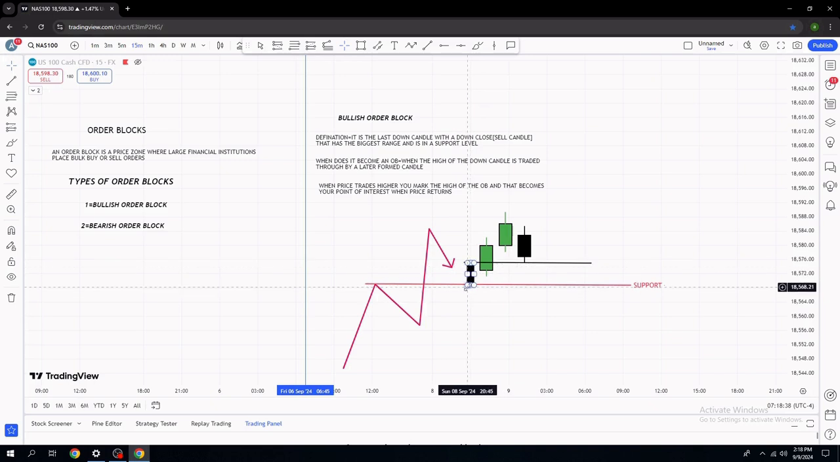Now what's next? When does it become an order block, or when does it get validated? We wait for the high of this sell candle to be traded above by a later formed candle. So this is what happens. This last candle has been formed, and then this candle trades above it, and then we wait for price to return to the high of the order block. The high of the order block is actually your point of interest.